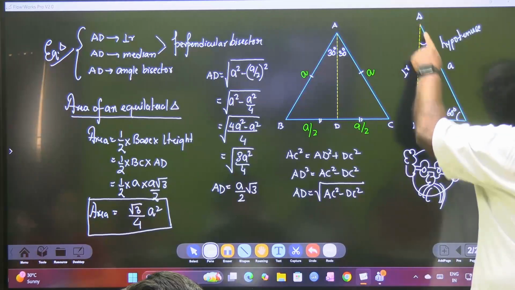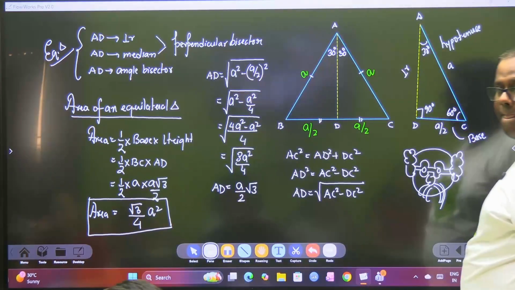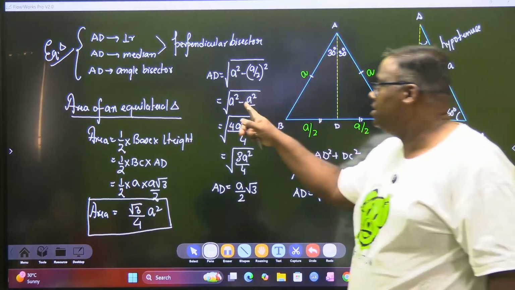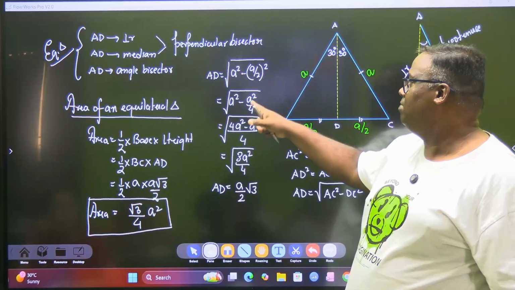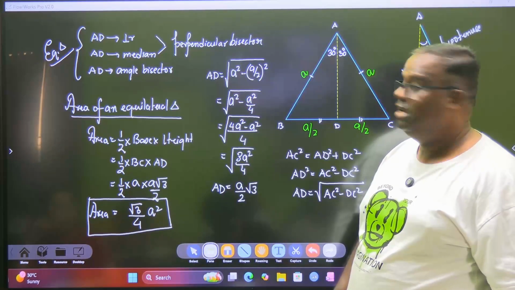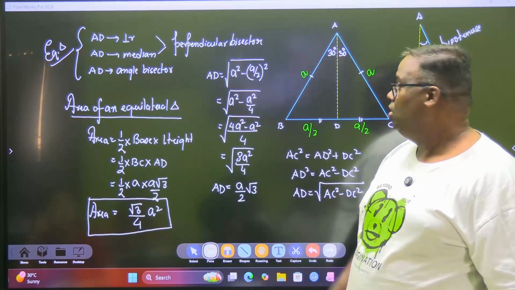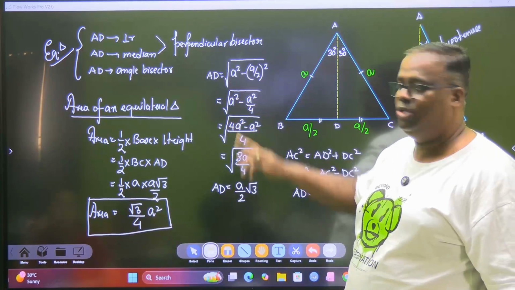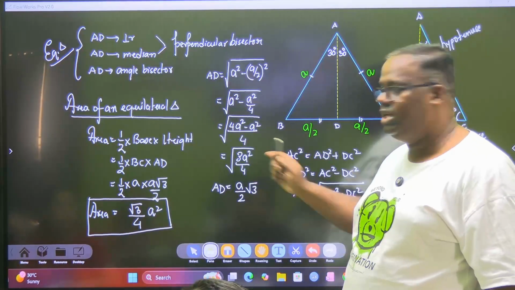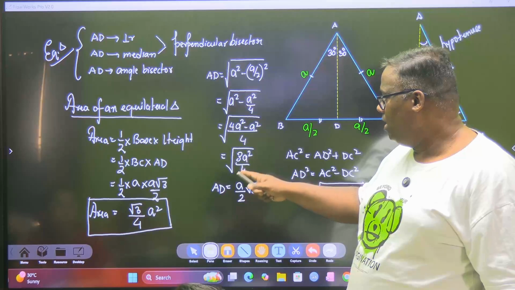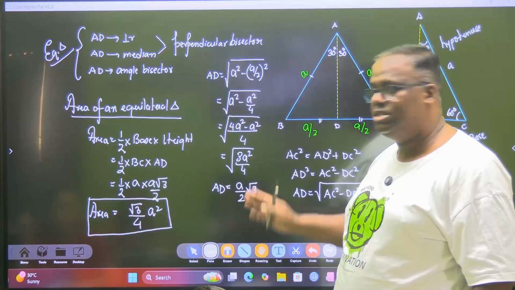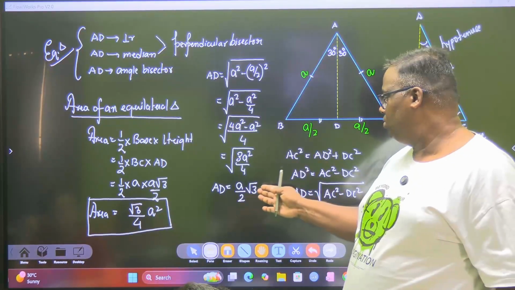What is AC? Look, what is AC? A. So A square. And what is DC? A by 2 whole square. A square is A square. If you square this, A becomes A square, 2 becomes 4. Now these are fractions. You have to take LCM. LCM will be 4. 4 divided by 1 is 4. So 4 into A, 4A square minus A square. 4A square minus A square is 3A square. Now the square root of 3A square means root on top, root on bottom. 4's root is 2. A square's root is A. Root 3 we can't solve, so root 3 is kept.